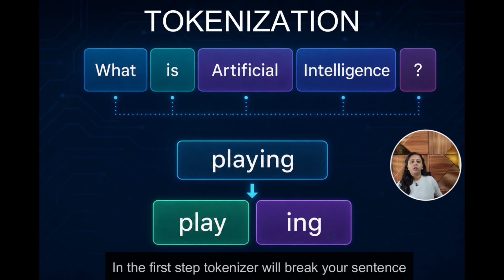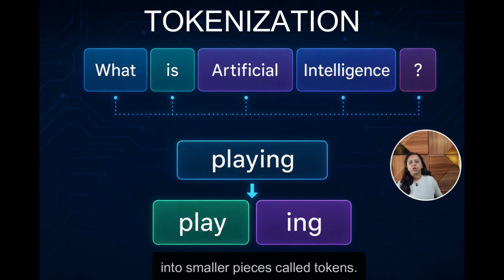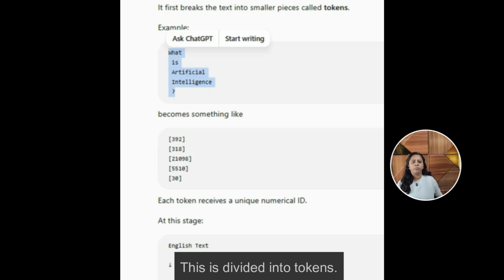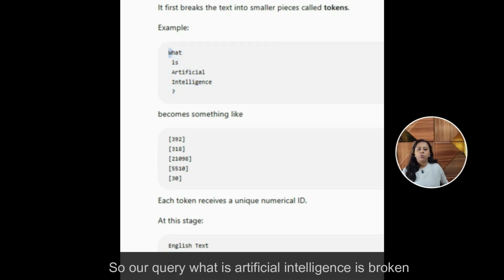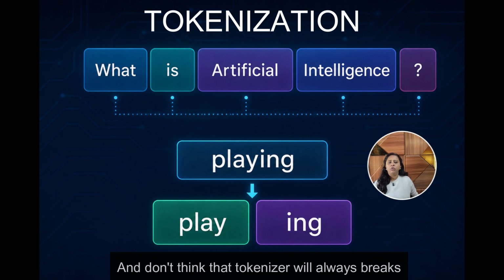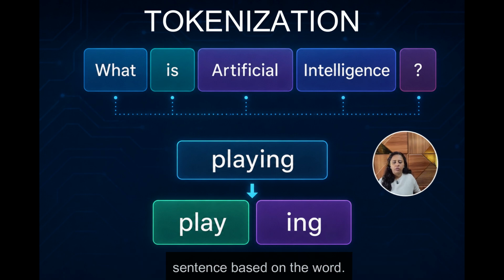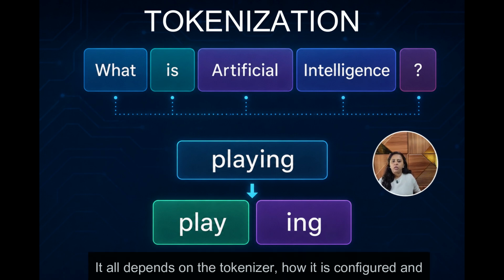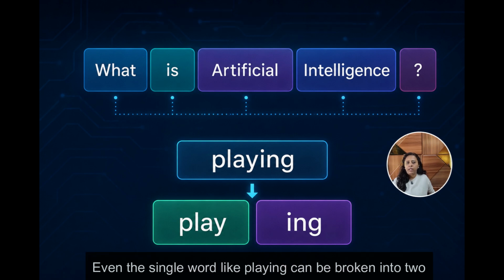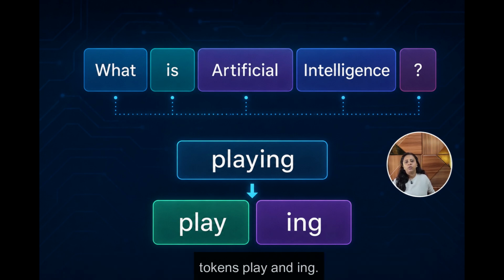In the first step, the tokenizer will break your sentence into smaller pieces called tokens. You can see here, what is artificial intelligence question mark, is divided into tokens. So our query is broken into tokens by the tokenizer. And don't think that the tokenizer will always break a sentence based on words. Not exactly. It all depends on the tokenizer, how it is configured, and what vocabulary it is referring to. Even a single word like playing can be broken into two tokens, play and ing. It all depends on the tokenizer.